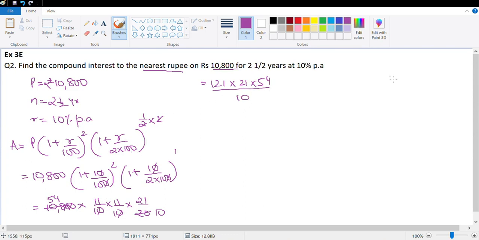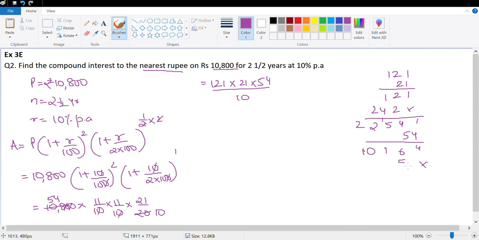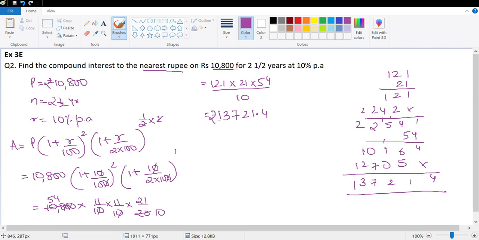Let's multiply 121 into 21. 1 into 1, 1, 2, 4, 2. This is 2541... Multiplied with 54. That's 4 into 4, 16. 20 plus 1, 21. 4 into 2, 8 plus 2, 10. The last one, 5. 5 into 4, 20. That's 25 plus 2, 27. That's 10 plus 2, 12. So this is 4, 6 plus 5, 11, 2, 7, 3, 1. 13721.4. Since this is money, decimal will be in 2 decimal places.